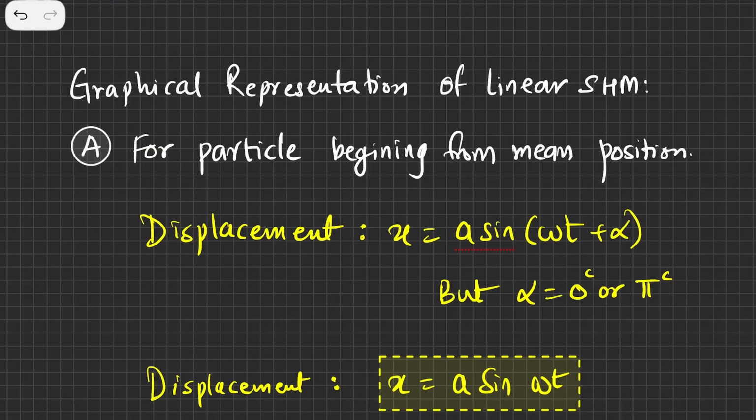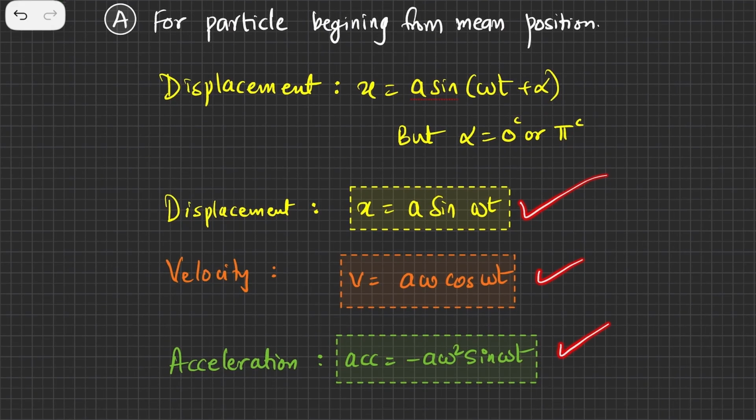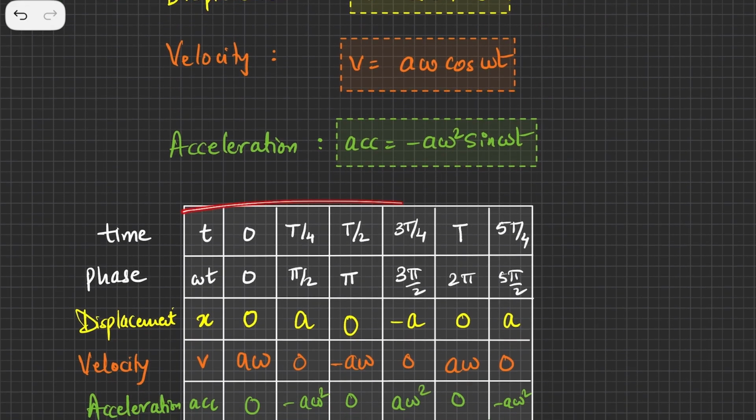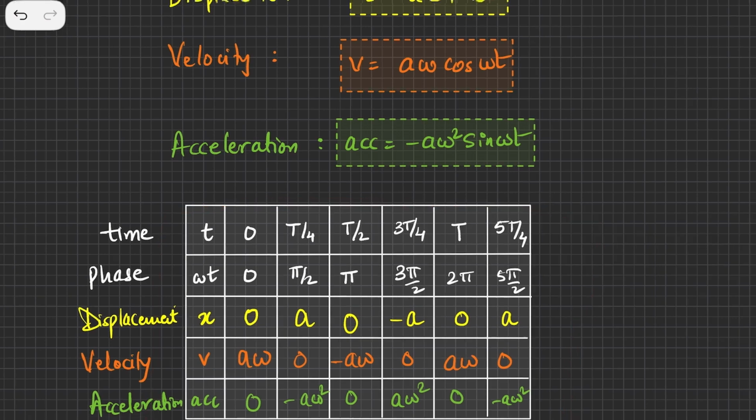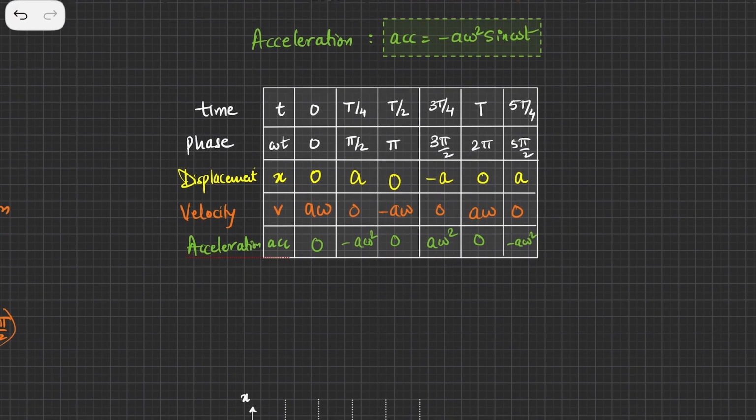We have been discussing graphical representation of linear simple harmonic motion for a particle which is beginning from the mean position. In case you have not watched the first part of this video, I would request you to go back and watch it, where half of the explanation lies. I have explained how the displacement, velocity and acceleration equations are obtained and how this table has to be filled up. This is part 2. Please go back to part 1 and visit the playlist to see the video.